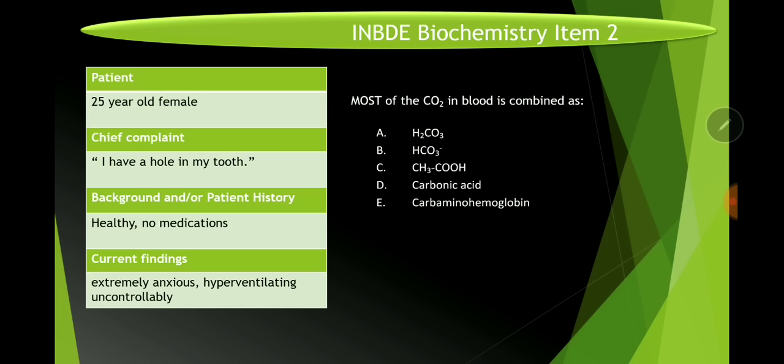Now we have the same 25-year-old patient. So now the question is, most of the carbon dioxide in blood is combined as what? So most of the carbon dioxide in blood is combined as bicarbonate. Okay. So you may be tempted to say this one, but if this is true, this is going to be true also, right?